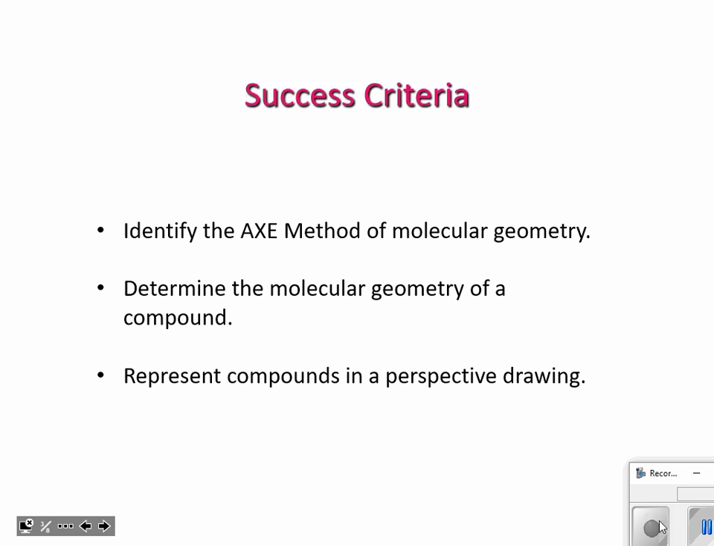So we need to be able to represent compounds using a perspective drawing, okay? And we're going to call those perspective drawings Fisher projections. So I can represent compounds using a Fisher projection.